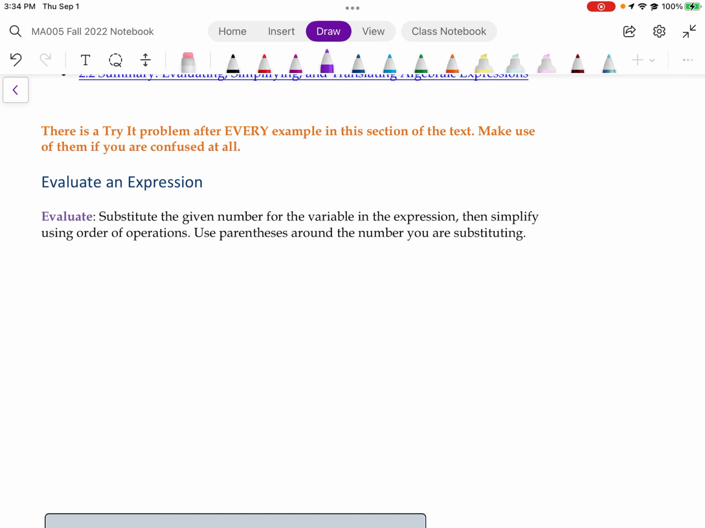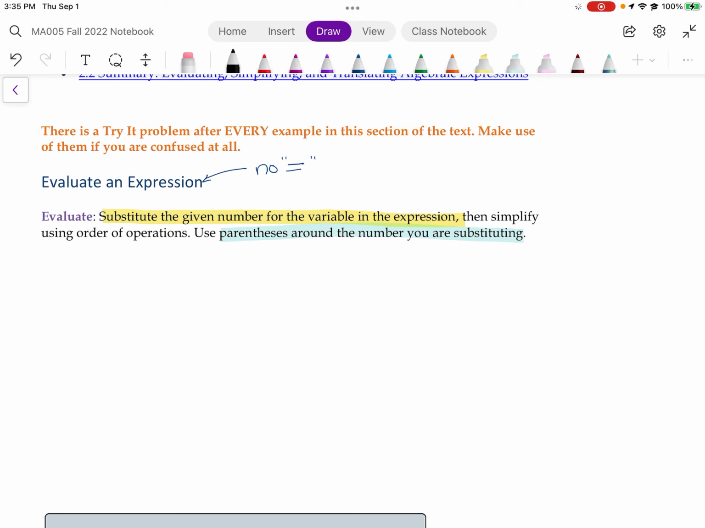All right, so evaluating an expression. Remember, an expression does not have an equal sign. There's no equal sign, right? It's just an expression, a bunch of terms with addition and subtraction between them. Evaluate means to substitute the given number for the variables in the expression. So you're given what x or whatever it is equals, and you plug it in for every time you see that variable, and then you simplify it using order of operations. Make sure you use parentheses around the number you're substituting when you get to more complicated things.